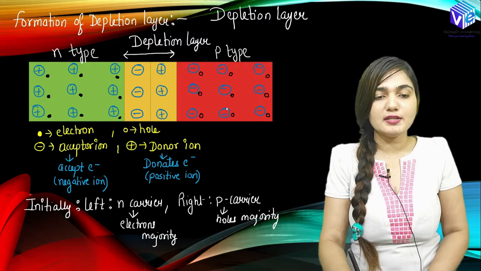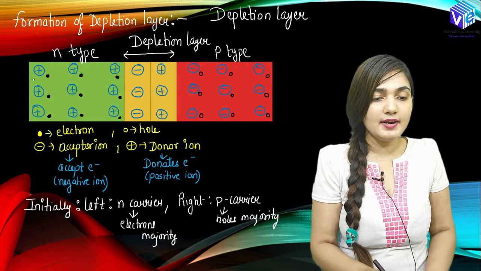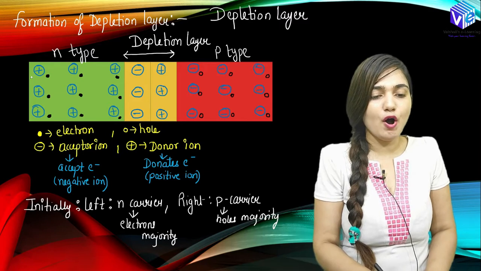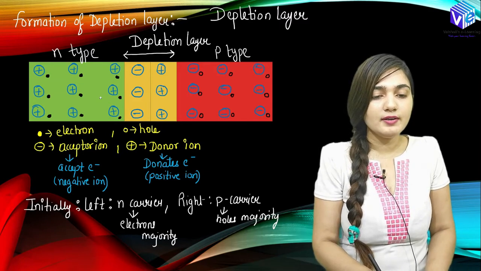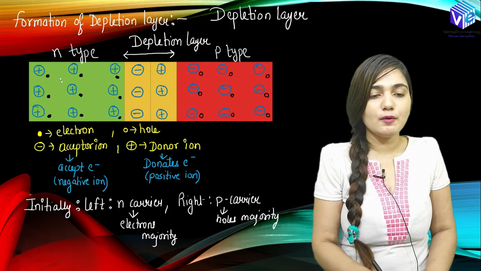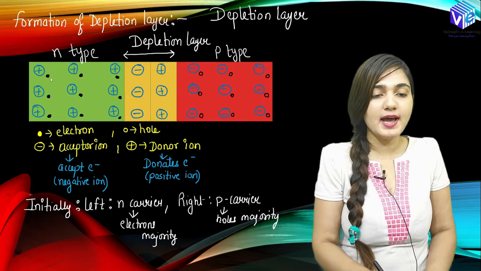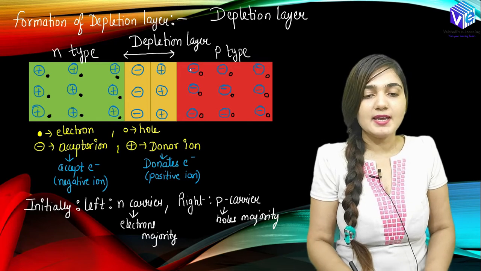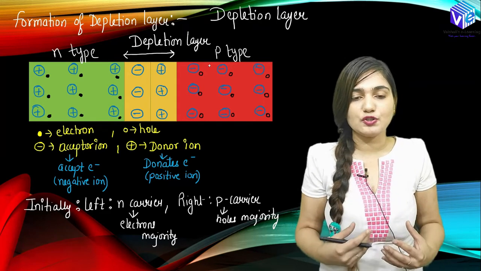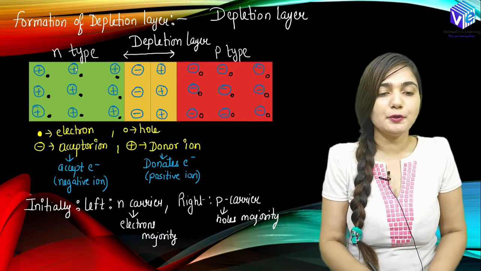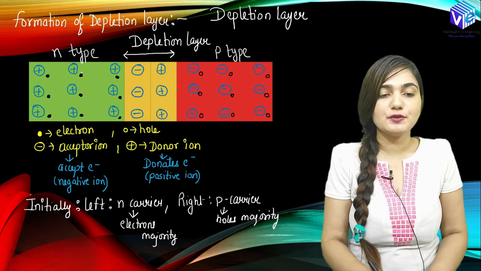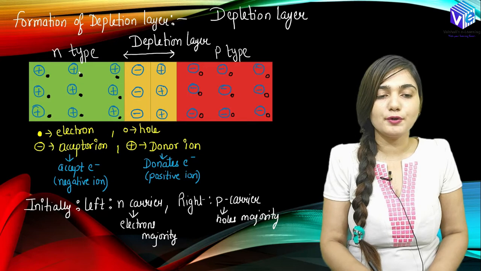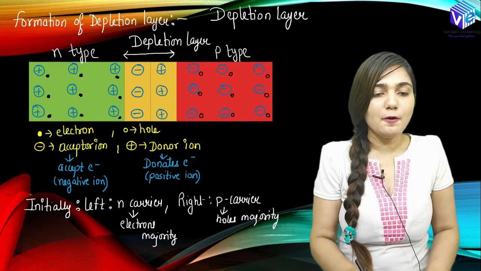You can see we have various holes over here. Now here we have the plus type of ions, which are called the donor ions. So here we will be having the donor ions and here we will be having the acceptor ions. Acceptor ions can accept the electrons, and the donor ions, because they have donated the electrons, are known as the donor ions.